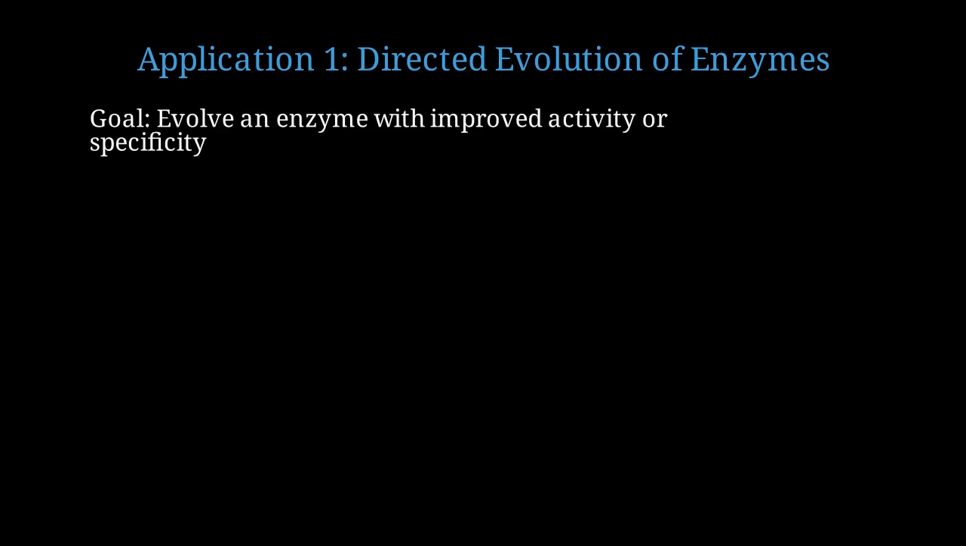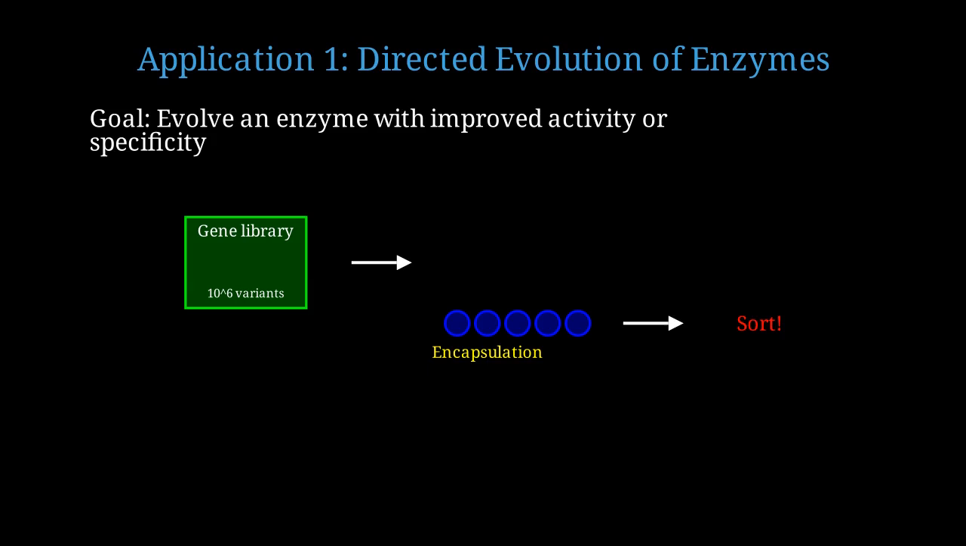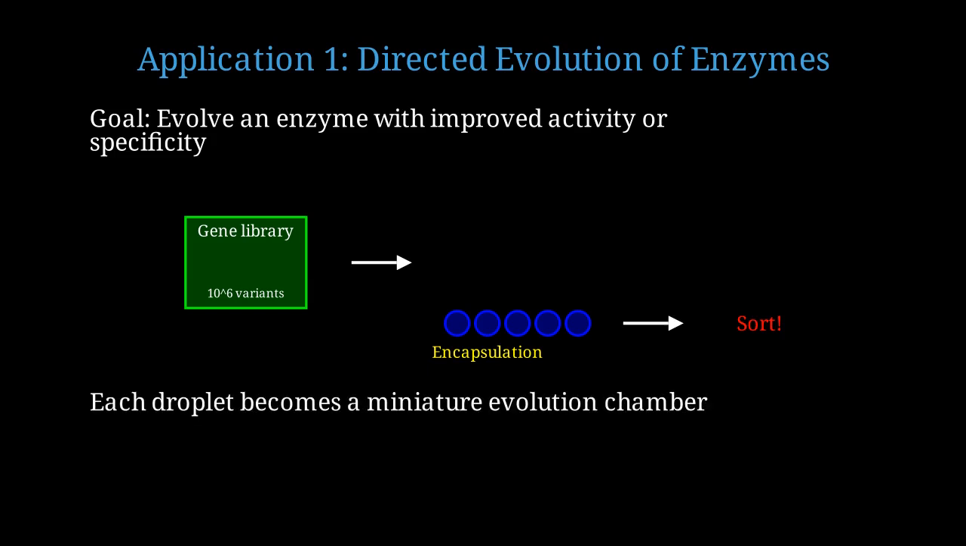Let's explore a specific application: directed evolution of enzymes. This is where droplet microfluidics really shines. The goal in directed evolution is to evolve an enzyme that has improved activity, better specificity, or enhanced stability compared to the wild-type enzyme. Here's how it works. You start with a library of maybe 1 million enzyme variants. Each variant is a slightly different mutation of the original enzyme. You encapsulate each variant into its own droplet, along with a substrate and any necessary cofactors. Each droplet becomes a miniature evolution chamber. The enzyme variant inside that droplet processes the substrate, and if it's a good variant, it will produce a detectable product.